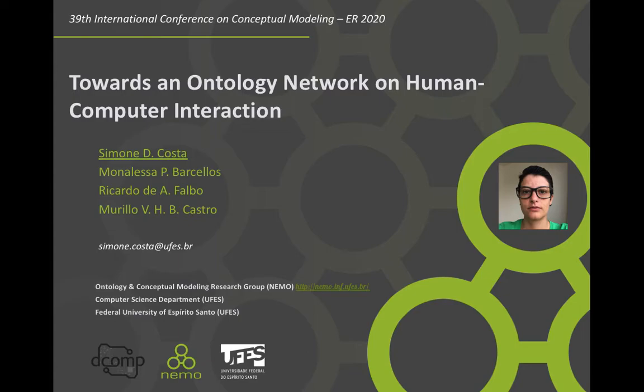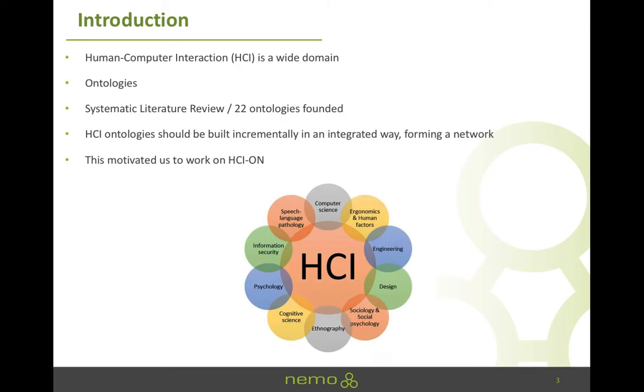Human-computer interaction, or HCI, is a wide domain and a multidisciplinary area that involves a diverse body of knowledge and people with different backgrounds working together. Sometimes it can lead to semantic conflicts and knowledge-related problems. So ontologies are good tools to solve semantic and knowledge-related problems.